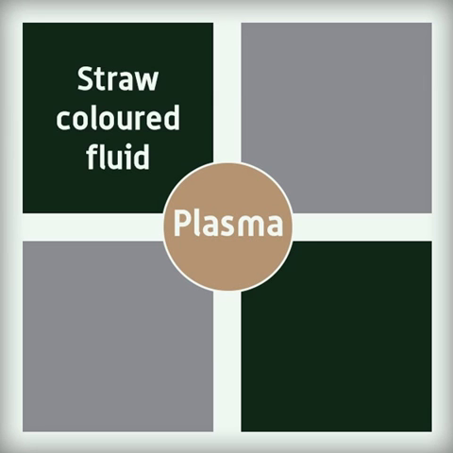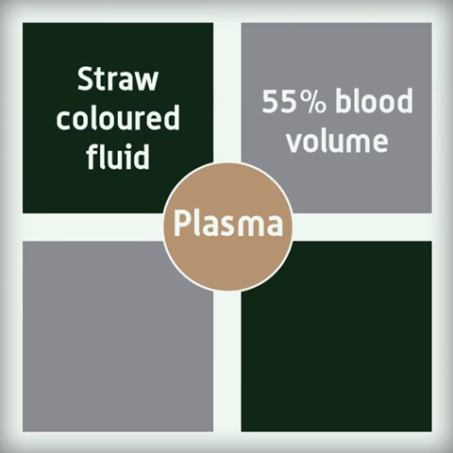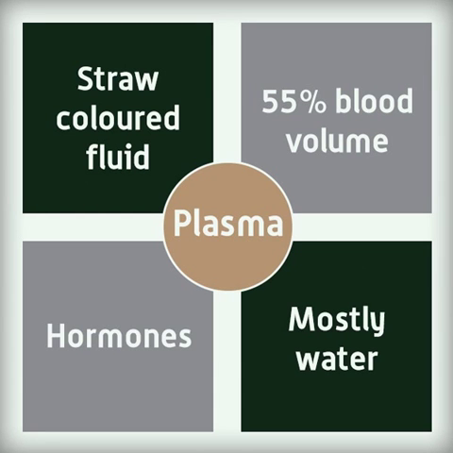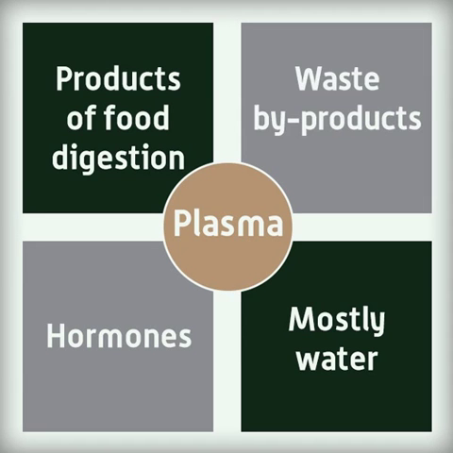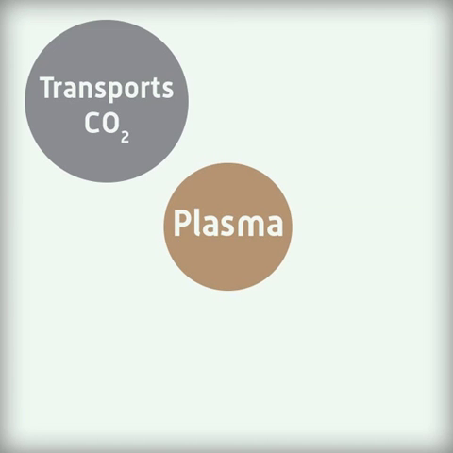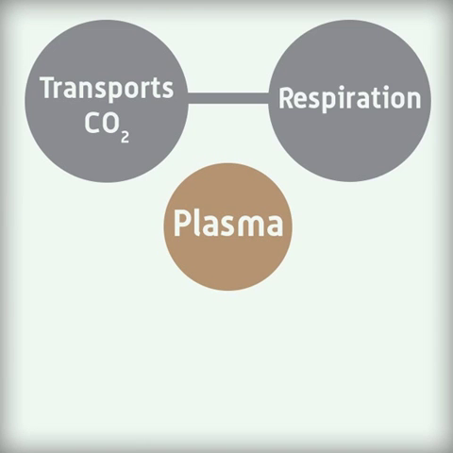Plasma is a straw-coloured fluid making up approximately 55% of the total blood fluid volume. The majority of plasma is made of water. The remainder is made up of hormones, the soluble products of food digestion from the small intestine, and the waste byproducts of cell metabolism, including urea formed by the liver. Plasma also transports the gas carbon dioxide, which is a byproduct of respiration.